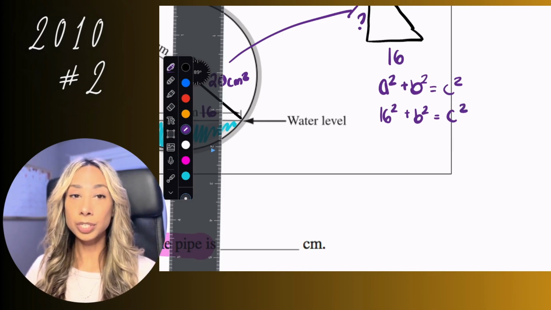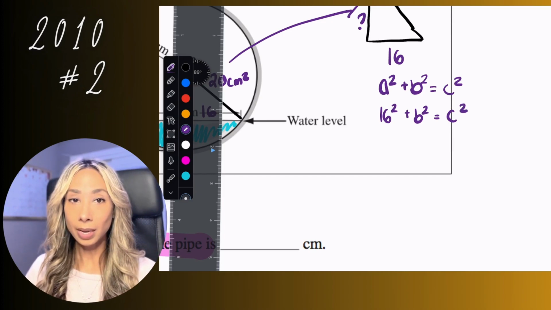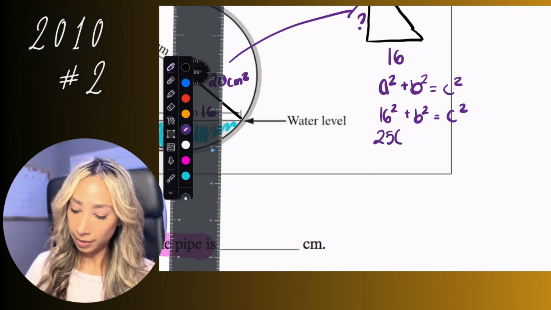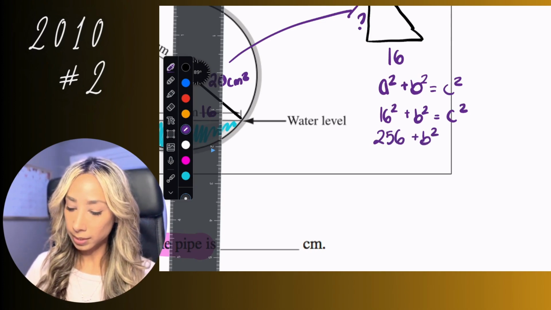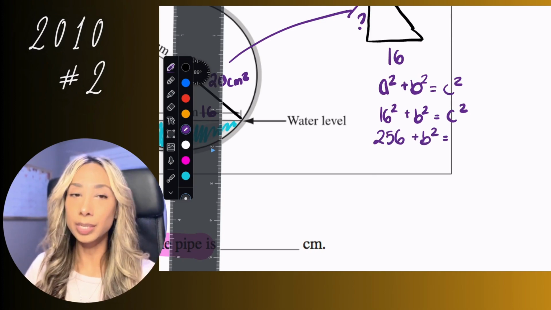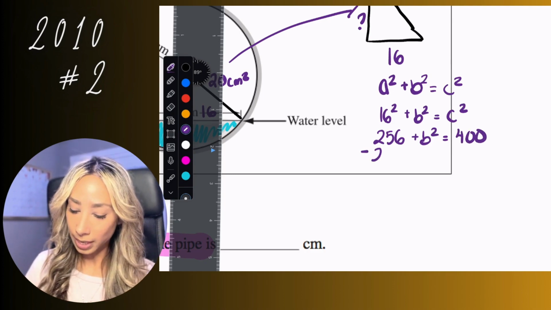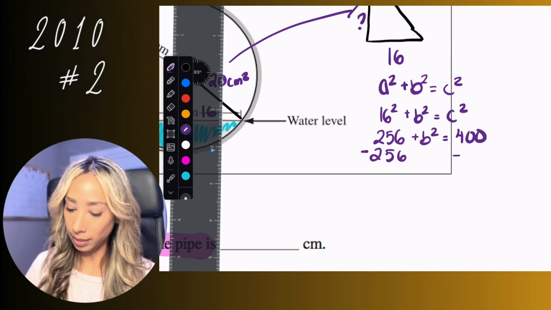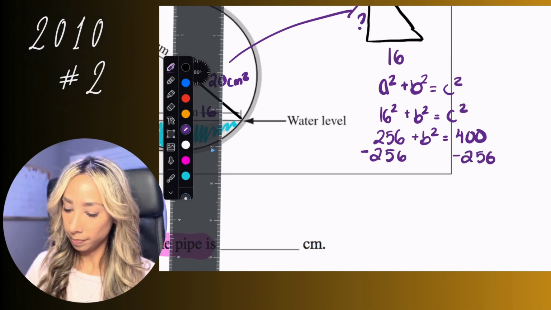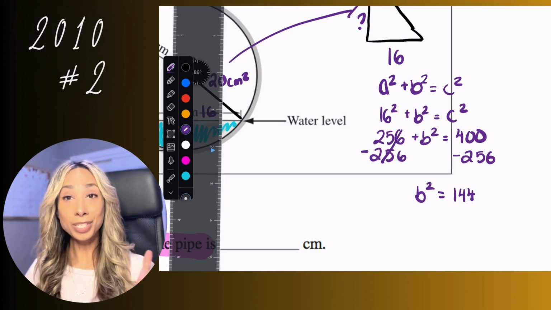and then now I can start to solve it. So 16 times 16 is 256. B squared is going to stay b squared, and c squared is 20 squared, which is 400. Now we want to solve for b, so we're going to take away 256 from both sides. That leaves me with b squared is equal to 144. This is beautiful, it's a perfect square.